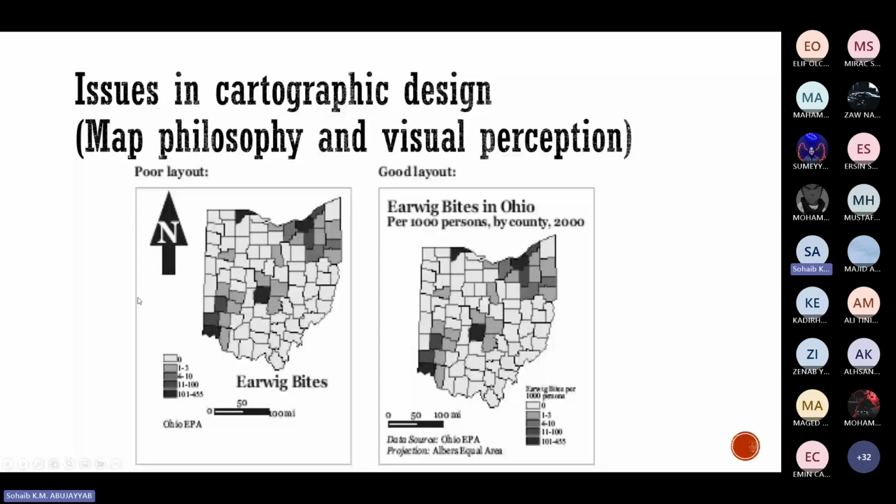Even some scholars now have a different philosophy, that we should hide it if your map by default is directed to the north. By default, by using the coordinate systems, all our maps are directed to the north, except if you rotate the map, then you must add the north arrow. Otherwise, see here, the good layout, the good design doesn't have a north arrow. Why? Because by default, it's toward the north.